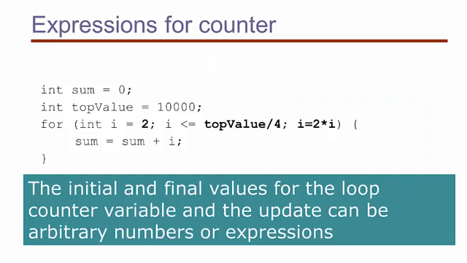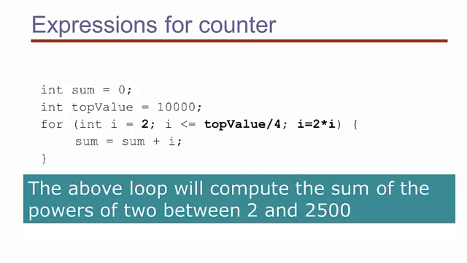And for loops are not restricted to starting at 1 and counting up by 1 each time. Here you see a loop that starts at 2 and doubles its value on each iteration, stopping when the value passes 2500. This loop adds those values into an accumulator named sum, thus resulting in the summation of all the powers of 2 between 2 and 2500.